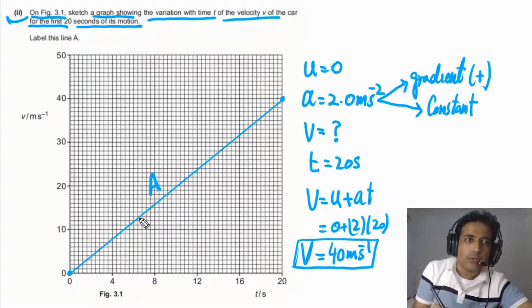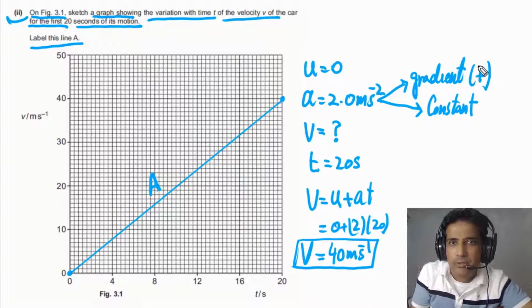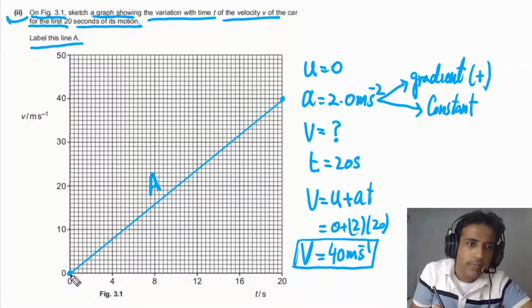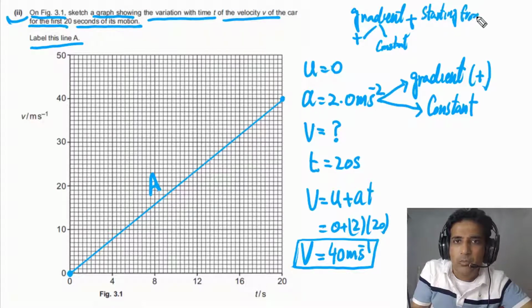So this line we need to label with letter A. This question has 2 marks. The first mark you will get if the gradient is positive and constant, and the line is starting from the origin. So you will get 1 mark if the gradient is positive and constant, plus starting from the origin.